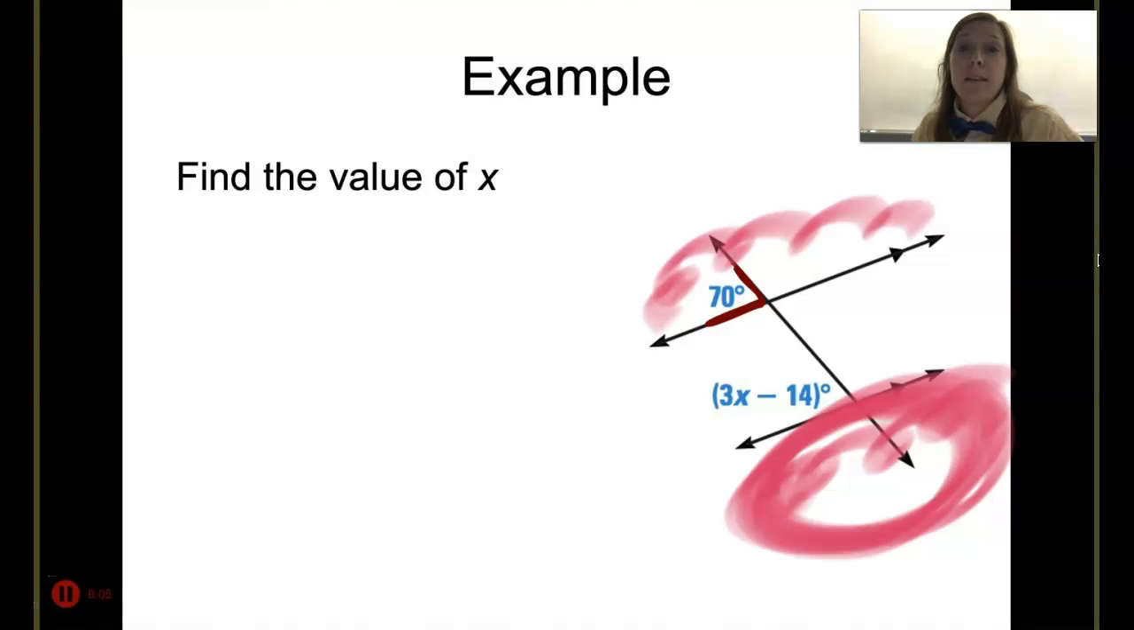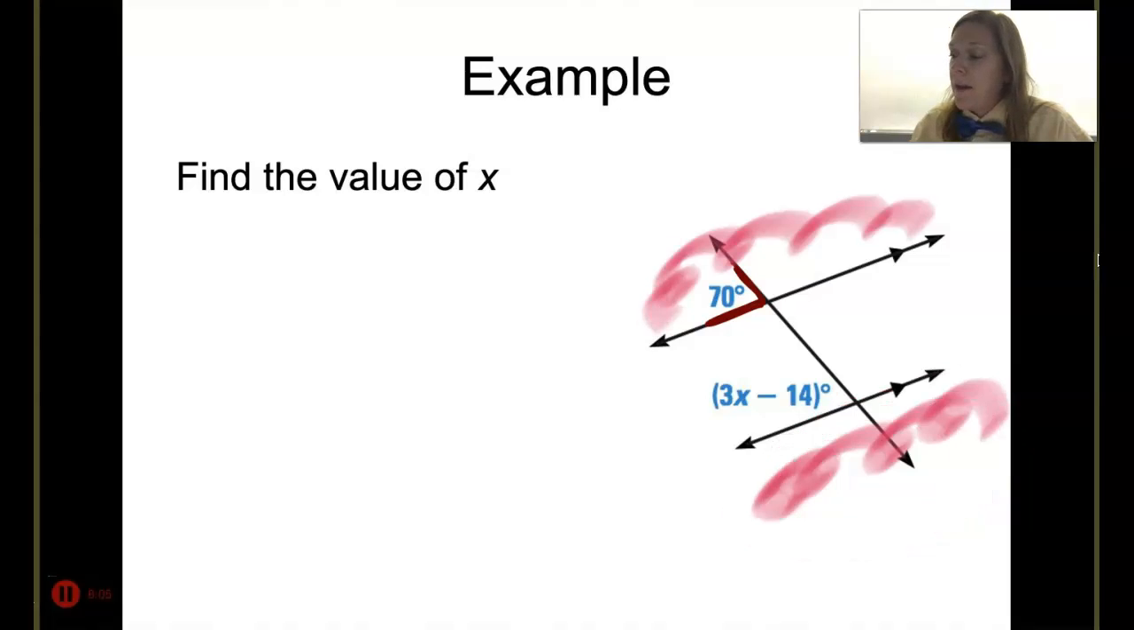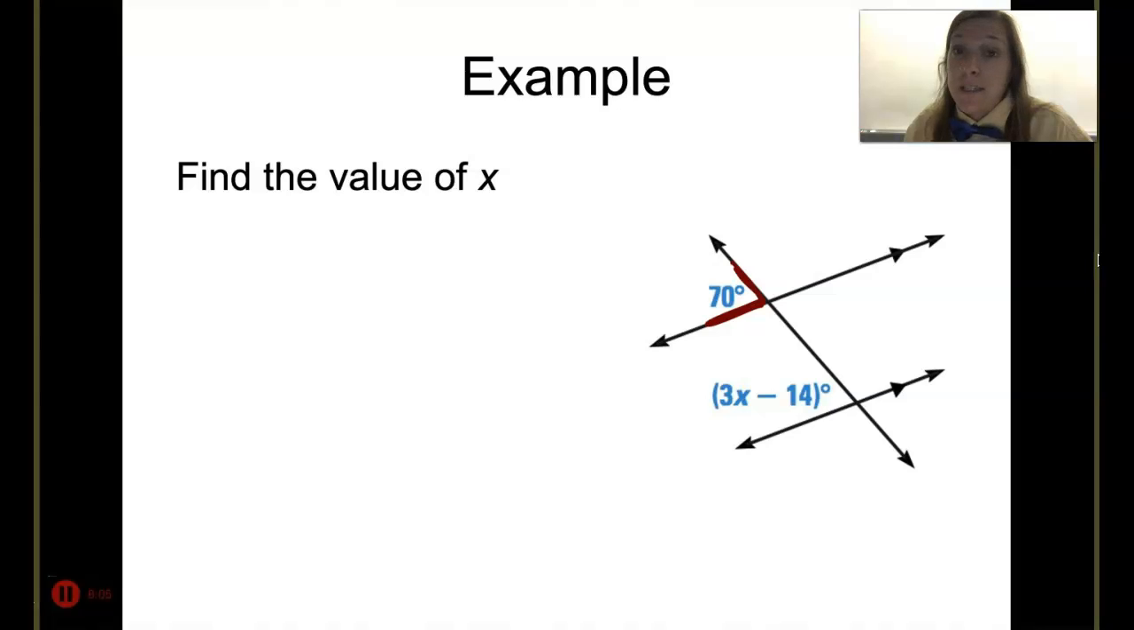No, I do not. And if we think about all of our different types of angles, I have alternate interior, alternate exterior, consecutive interior, and out of those 3, only one of them says exterior, and that's alternate exterior. So because I have 1 exterior and not 2 exteriors, it can't be an alternate exterior. It can't be an alternate interior because 70 is not in the interior.